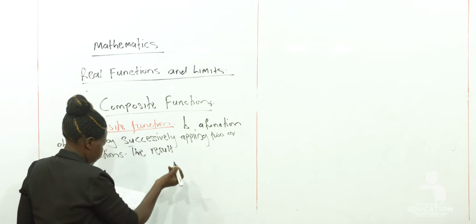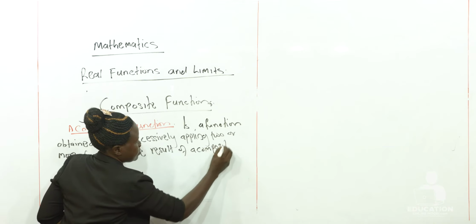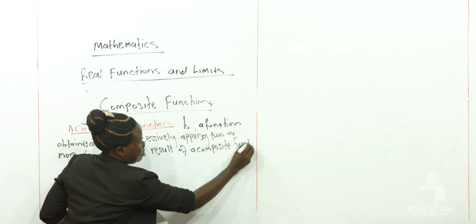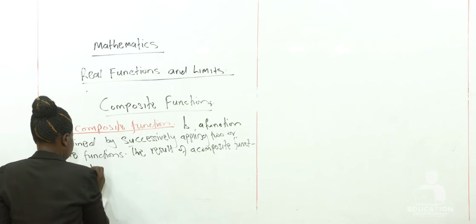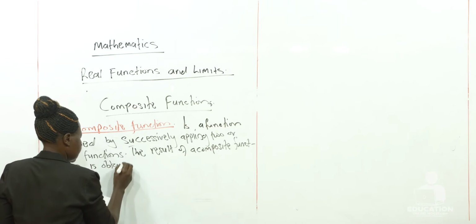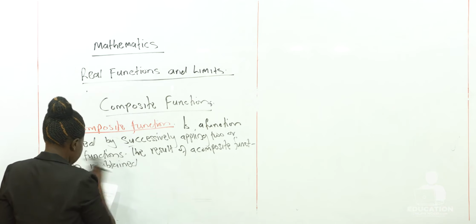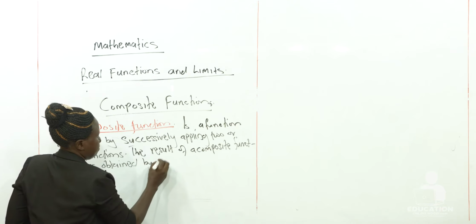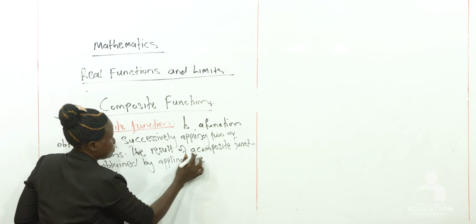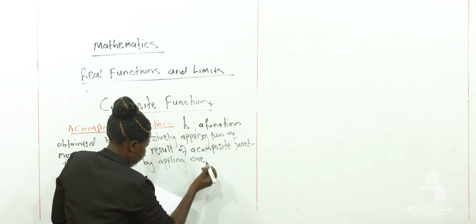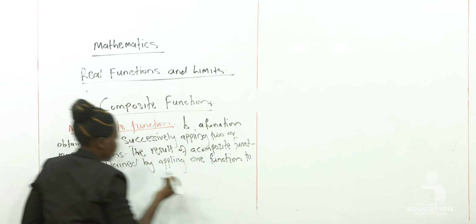The result of a composite function is obtained by applying one function to another.